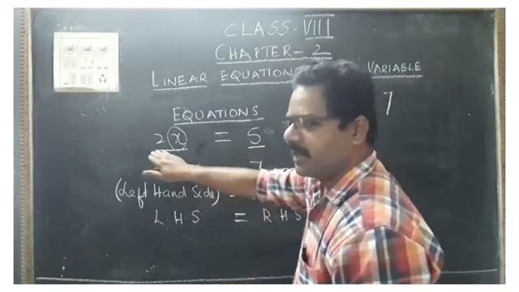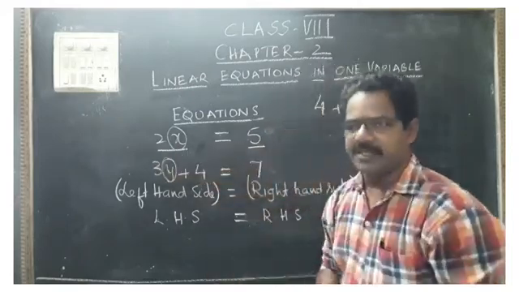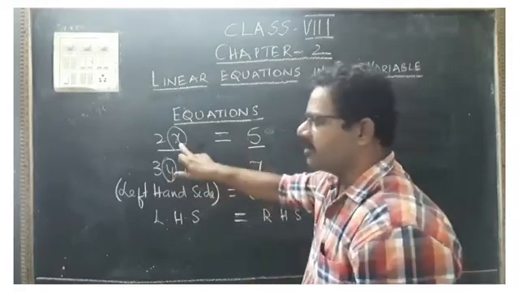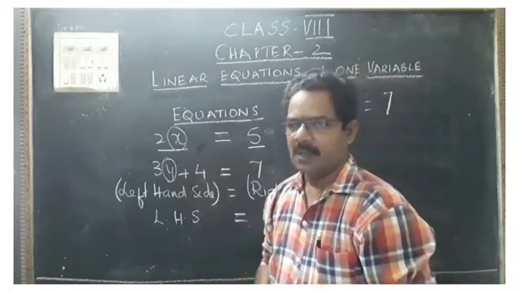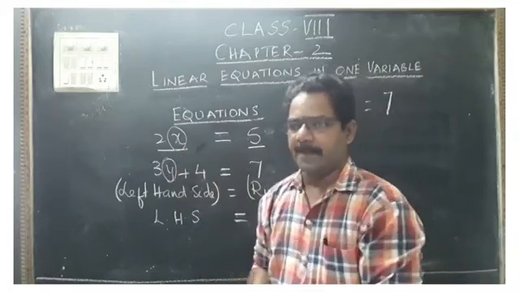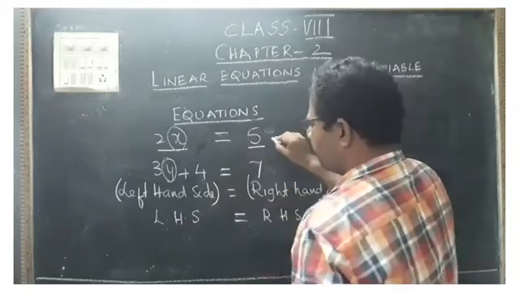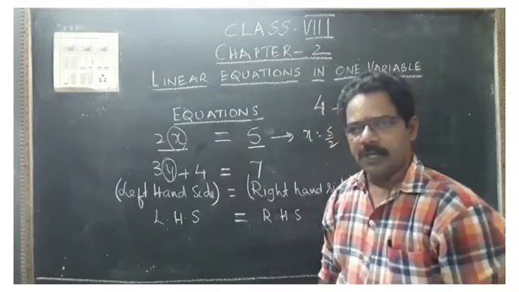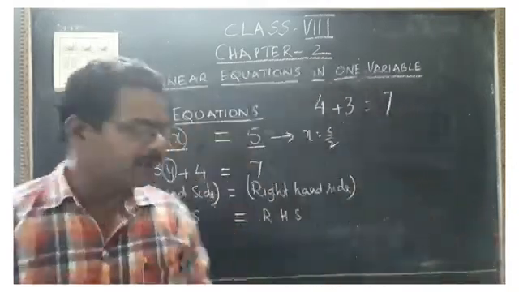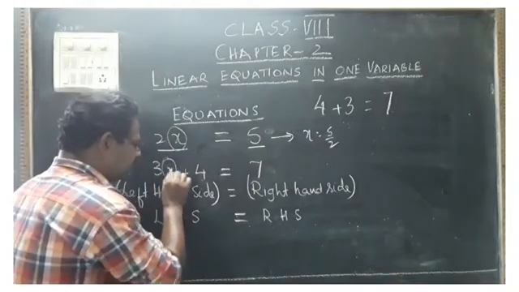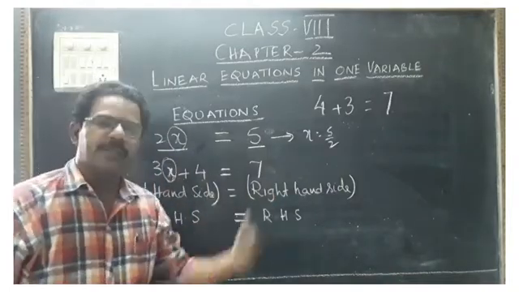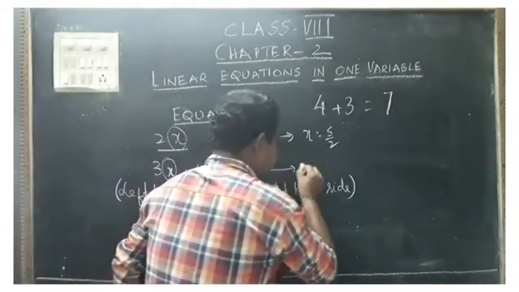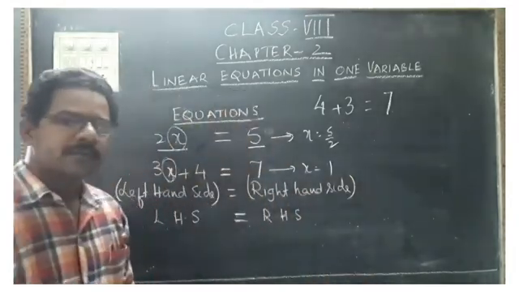Suppose I take 2x is equal to 5, an equation. After solving, we get the x value: x is equal to 5 by 2. Another equation I have taken: 3x plus 4 is equal to 7. Here, we can get x is equal to 1.